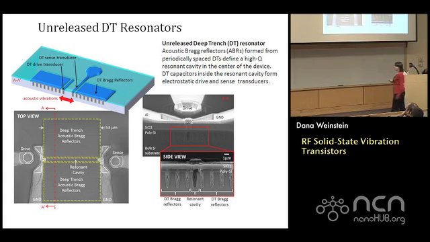So that's a really nice feature of these unreleased resonators. But we really wanted better performance. We wanted a higher quality factor. We wanted fewer spurious modes. So we started looking around and seeing what else the CMOS stack can provide. And one of the things that we got very excited about was IBM's deep trench capacitors.